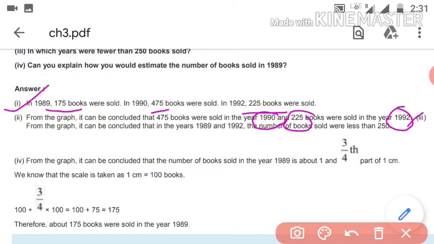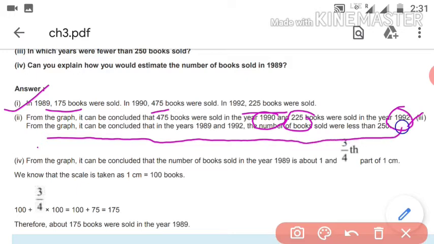And 225 books were sold in which year? 1992. Now the answer for question 3: from the graph it can conclude that in the year 1989 and 1992 the number of books sold is less than 250, isn't it? Less than 250 means the graph which is shorter than 250 will be which year? 1989 and 1992. Now question number 4.